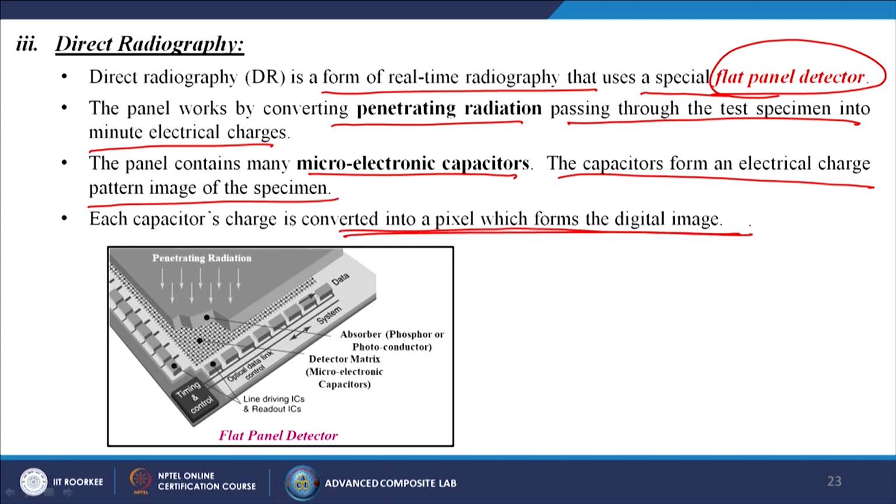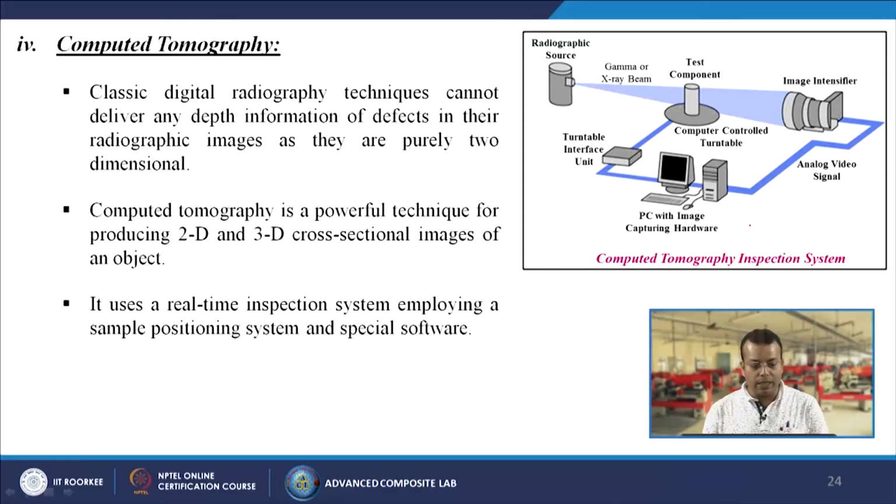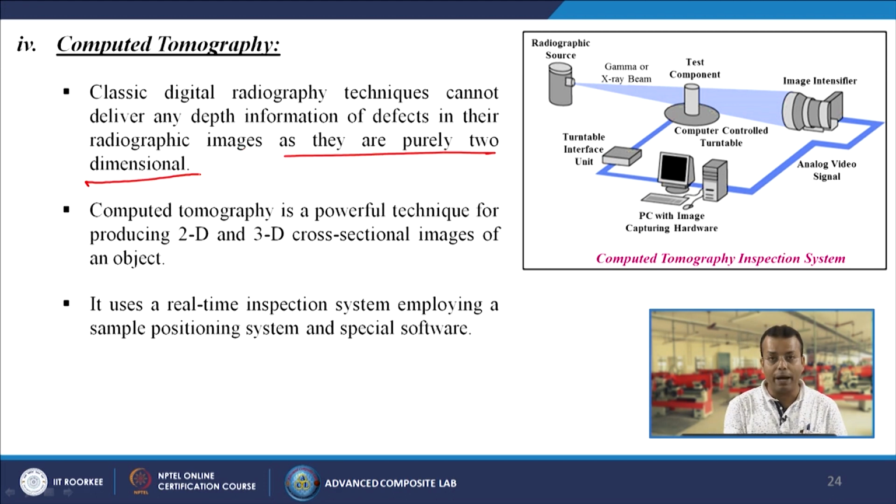So, the point here is that electronically we are capturing the image of our defects or of our samples. Next, we come to computed tomography. Classical digital radiography techniques cannot deliver any depth information of defects in their radiographic images, as they are purely 2 dimensional. As I told you already, it will give you the 2 dimensional image, but when you are talking about the 3 dimensional image, we come to computed tomography. That is why if you see the CT scan, it gives you the 3D view of our skeletons or maybe of our body parts.